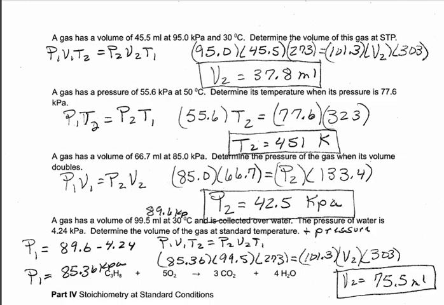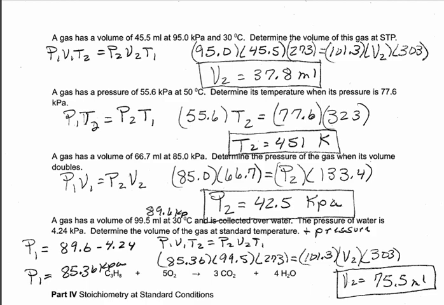A gas has a pressure of 55.6 at 50 degrees Celsius. We need our new temperature at a different pressure. So this is Gay-Lussac's law, P1 T2 equals P2 T1. So 55.6 times T2 equals 77.6 times 323. And again, we have to get degrees Celsius into Kelvin.